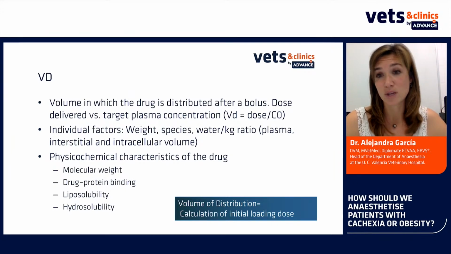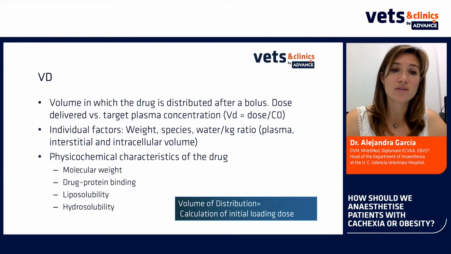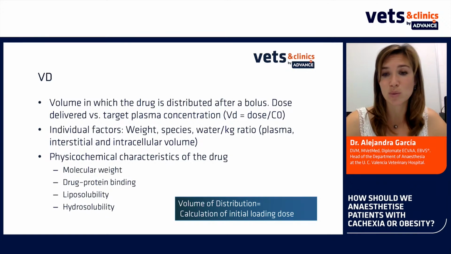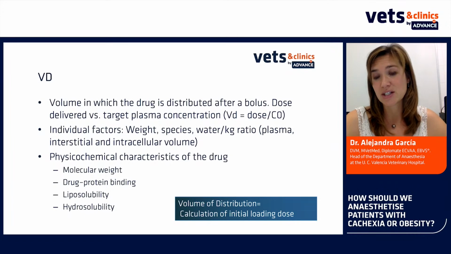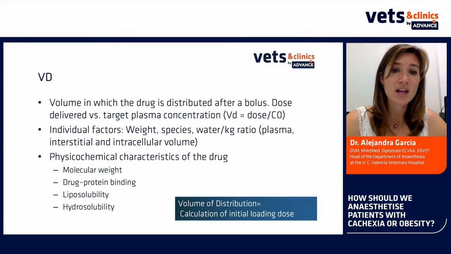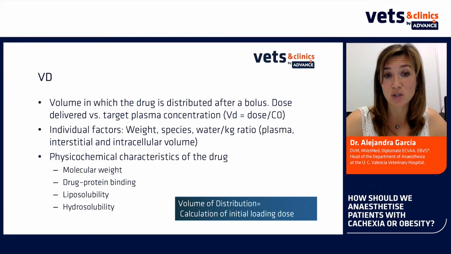As you can see here, we have a problem with our cachectic patients or our obese patients as well. So we will have different plasma volume, interstitial volume, and intracellular volume in a patient with cachexia. So the volume of distribution is important in calculating the initial loading dose. So this will be basically altered in patients with obesity and cachexia. And also it will depend on the molecular weight of the drug and protein binding. So if we have hypoalbuminemia, the drug protein binding will also be altered. We have also the liposolubility of the drug and the hydrosolubility of the drug.